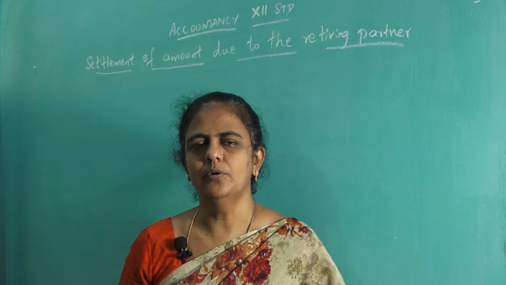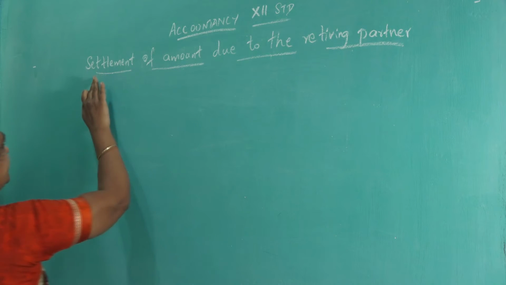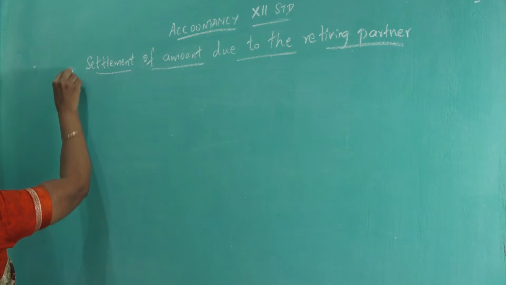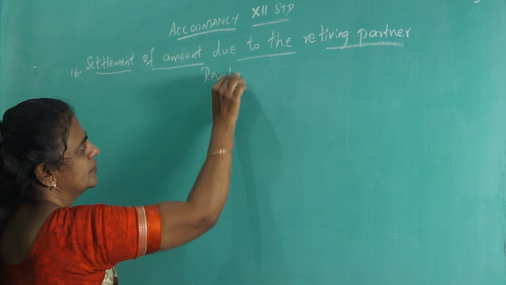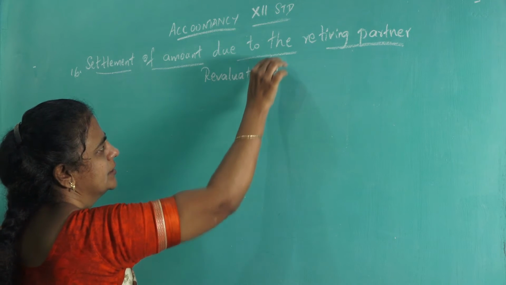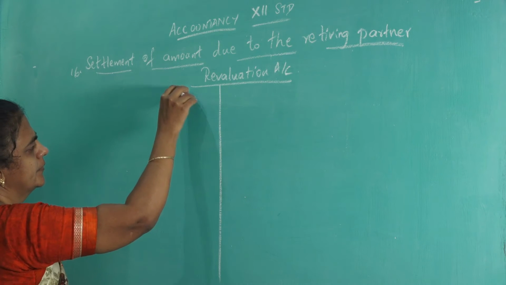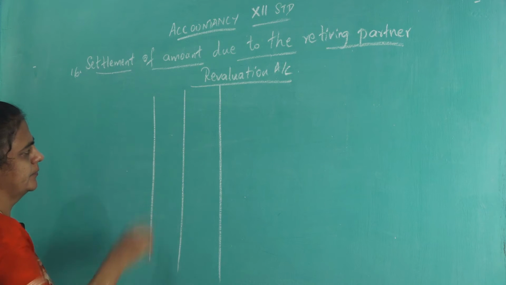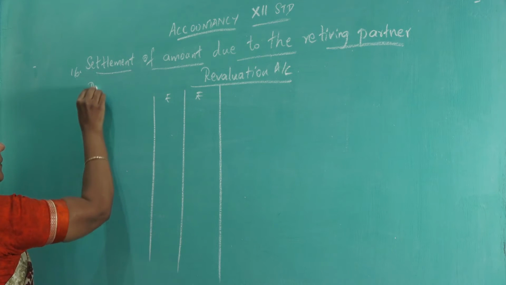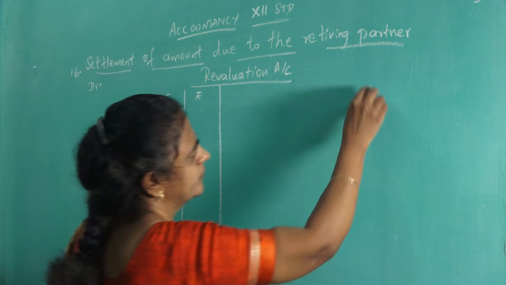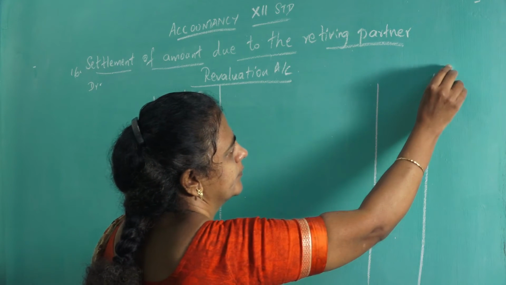So, we will move to the revaluation account. Question number 16. Revaluation account, it is a ledger. So, right in the center of the page, rupees, debit, here rupees.